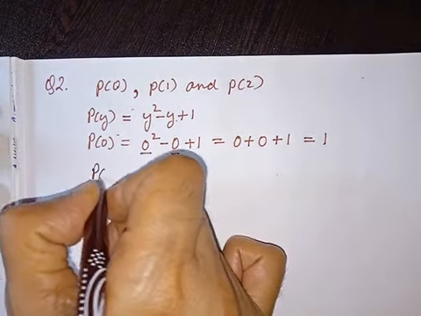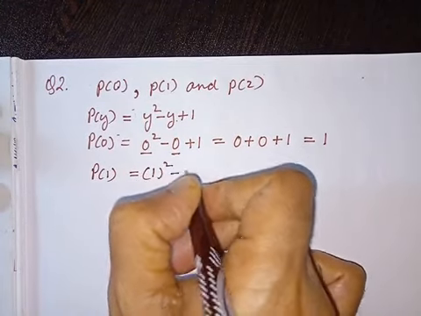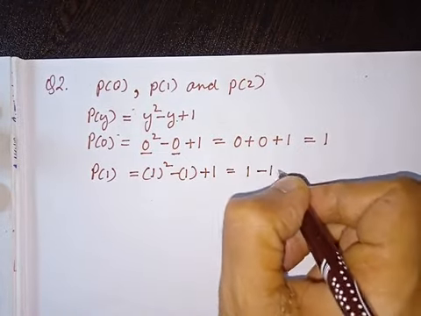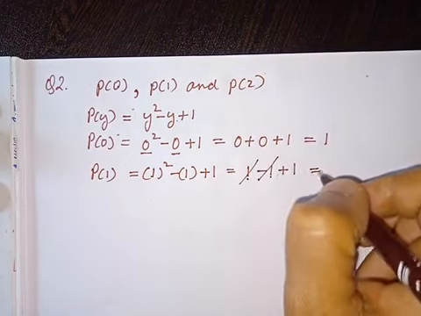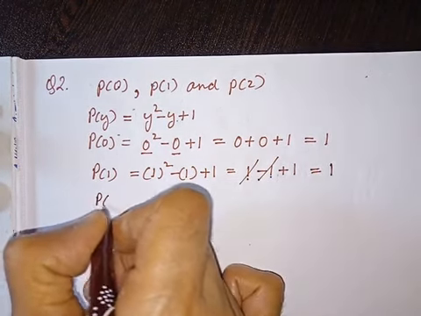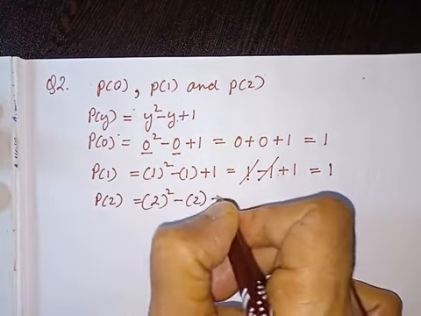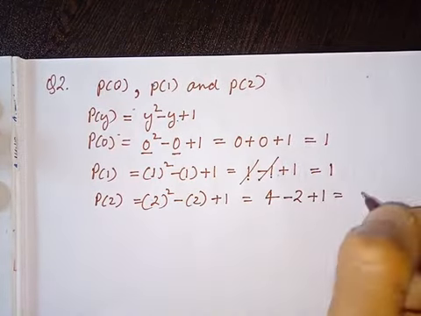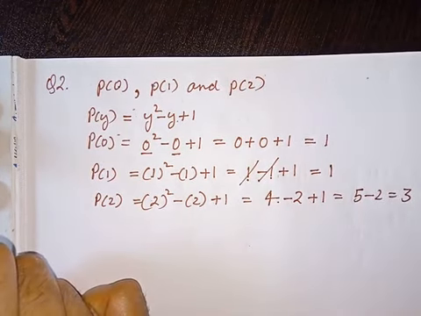Then we have to find p(1). Then we will replace y by 1. Square of 1 is 1, then minus 1, then plus 1 equals, now the plus 1 and minus 1 get cancelled and we are left with again 1. Now for p(2), square of 2 minus 2 plus 1. Now the square of 2 is 4, minus 2 plus 1. On solving this we get 4 plus 1, 5 minus 2, that is 3.